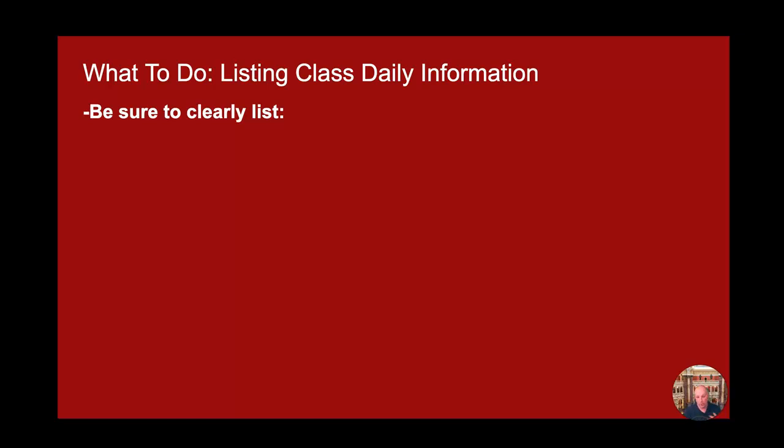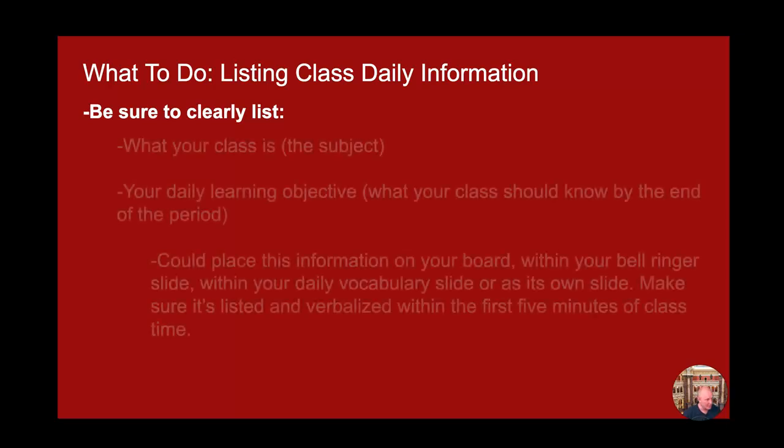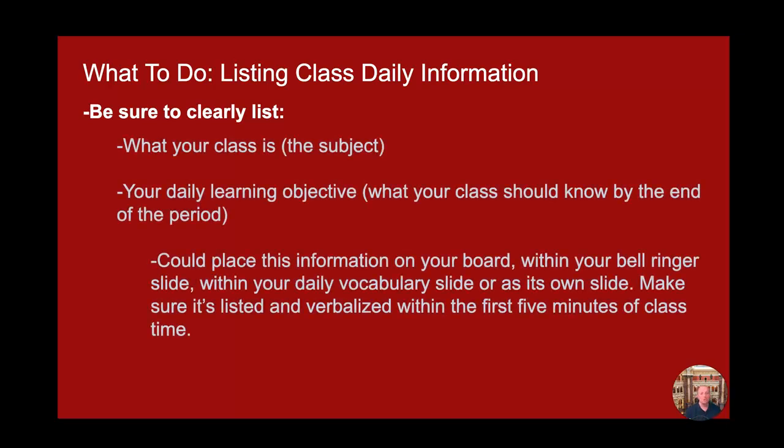All right, so let's take a look at what to do. This is where we're going to start to wrap up part 1. Listing class daily information. Be sure to clearly list what your class is. What's your subject? Dance, science, history, whatever your subject is, make sure you let your class know. It would be really unfortunate if they went to the wrong period, the wrong subject. Let's avoid that.